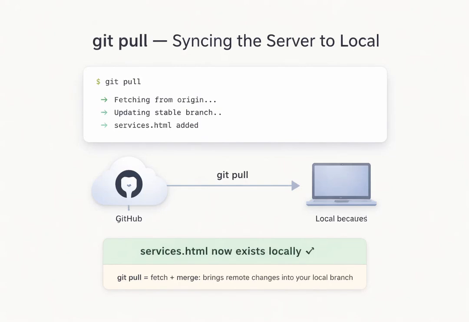The command to bring those remote changes down to your local machine is git pull. When you run it, Git contacts the remote repository on GitHub, fetches any new commits that your local copy doesn't have yet, and merges them into your current branch. In this case, that means the services page file now appears in your local project. Think of git pull as the reverse of git push. Instead of sending your work up, you're pulling the server's work down.